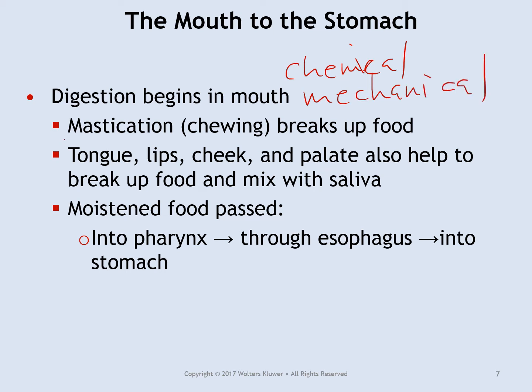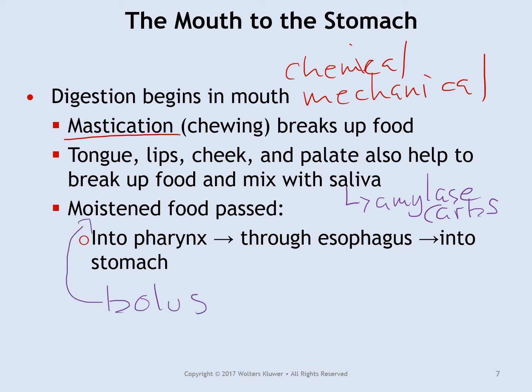Mechanical digestion. Mastication, be careful with your pronunciation, is the medical term for chewing. This is how you break up your food into smaller pieces. In addition to that, there is an enzyme in your saliva called amylase. Amylase breaks down carbs. So it starts working on any starches or sugars that are in your food while you're chewing it up. Food that has been completely chewed up, mixed with saliva, and is ready to be swallowed is called a bolus of food. That's what we mean by that moistened food there.